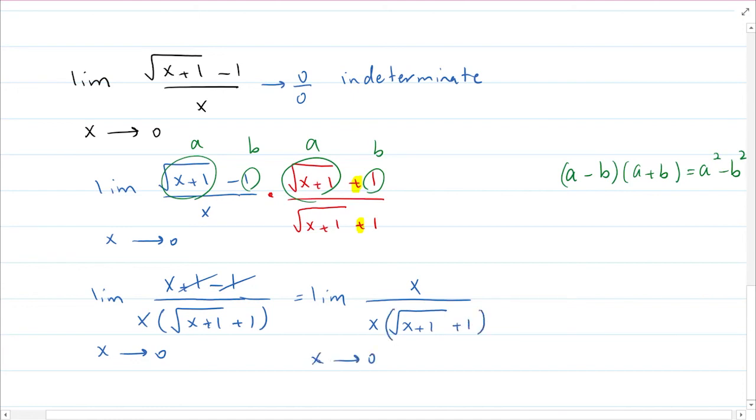Obviously, if you substitute 0 here, again, you're going to get 0 over 0. But you can see that I can cancel out these two x values. And now if I substitute, I get 1 on top. And then I get 1 plus 1 at the bottom, which is 2, so the answer is 1/2. So that would be the answer to the limit.